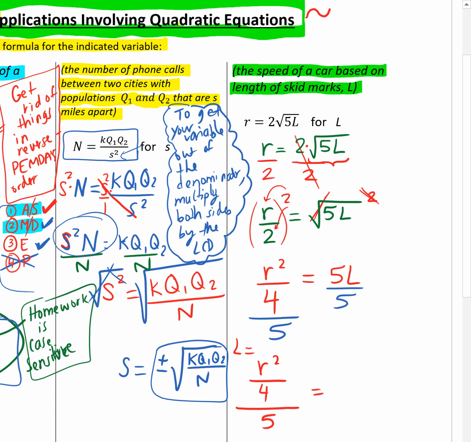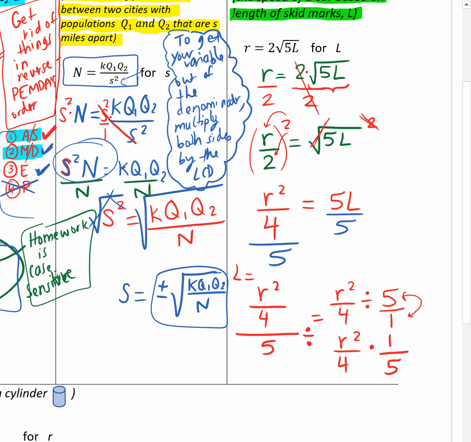So what we can do is just think of the big fraction bar on the bottom as a division sign, and I'll rewrite it. It's the numerator's fraction, r squared over 4, divided by that denominator 5. And then, okay, this is a fraction divided by, well, if I put the 5 over 1, it's a fraction. So if I flip the second one and I'll multiply, that'll do it. R squared over 4 multiplied by the reciprocal of 5 over 1 is 1 over 5. And now I can multiply across, and I think that'll be good. R squared times 1 is R squared, 4 times 5 is 20. There it is.